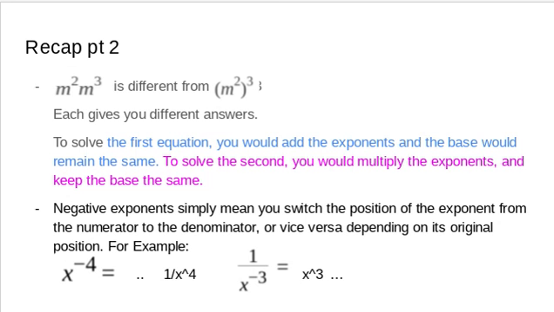Negative exponents simply mean you switch the position of the exponent from the numerator to the denominator, or vice versa, depending on its original position. For example, x to the negative 4th already has a 1 at the bottom, so you would switch it, and that would give us 1 over x to the 4th. When you switch a value from numerator to denominator, make sure you take out the negative, because when you switch it, that's how you take out the negative from a value. And same with this, since we would need to switch the numerator and denominator, it would just be x to the power of 3 over 1, which can just be simplified to x to the power of 3.